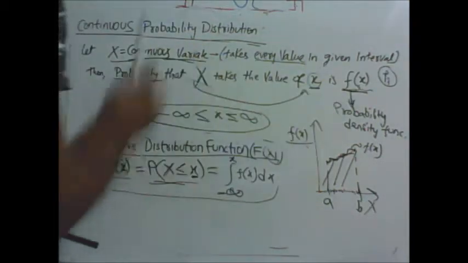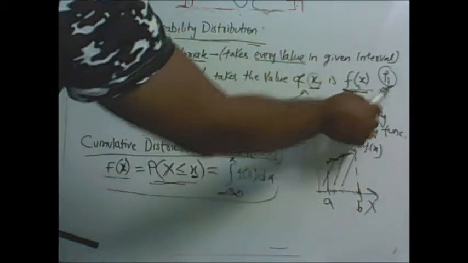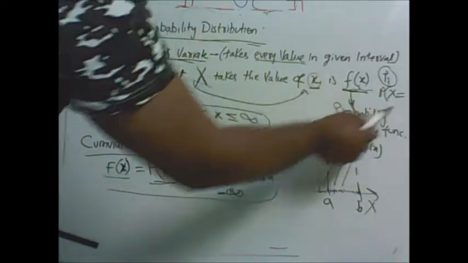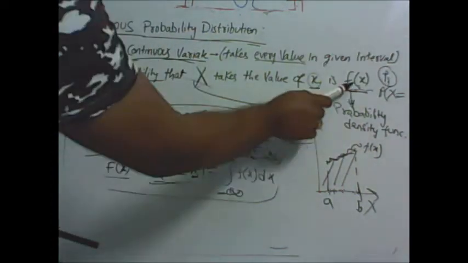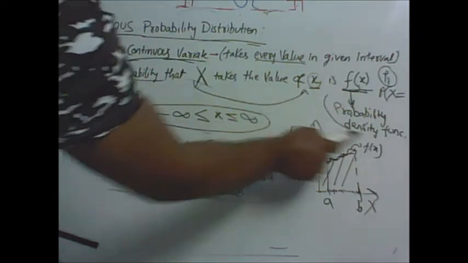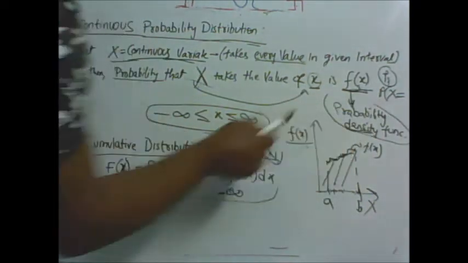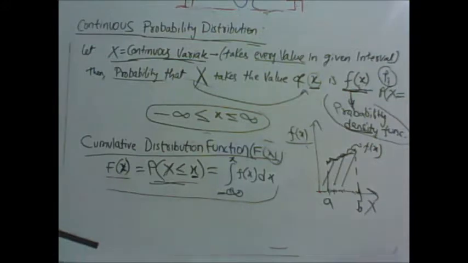Remember, in the discrete case, P of X equal to xi is the probability mass function. Here in the continuous case, this f of x is the probability density function. There it is mass, here it is density.